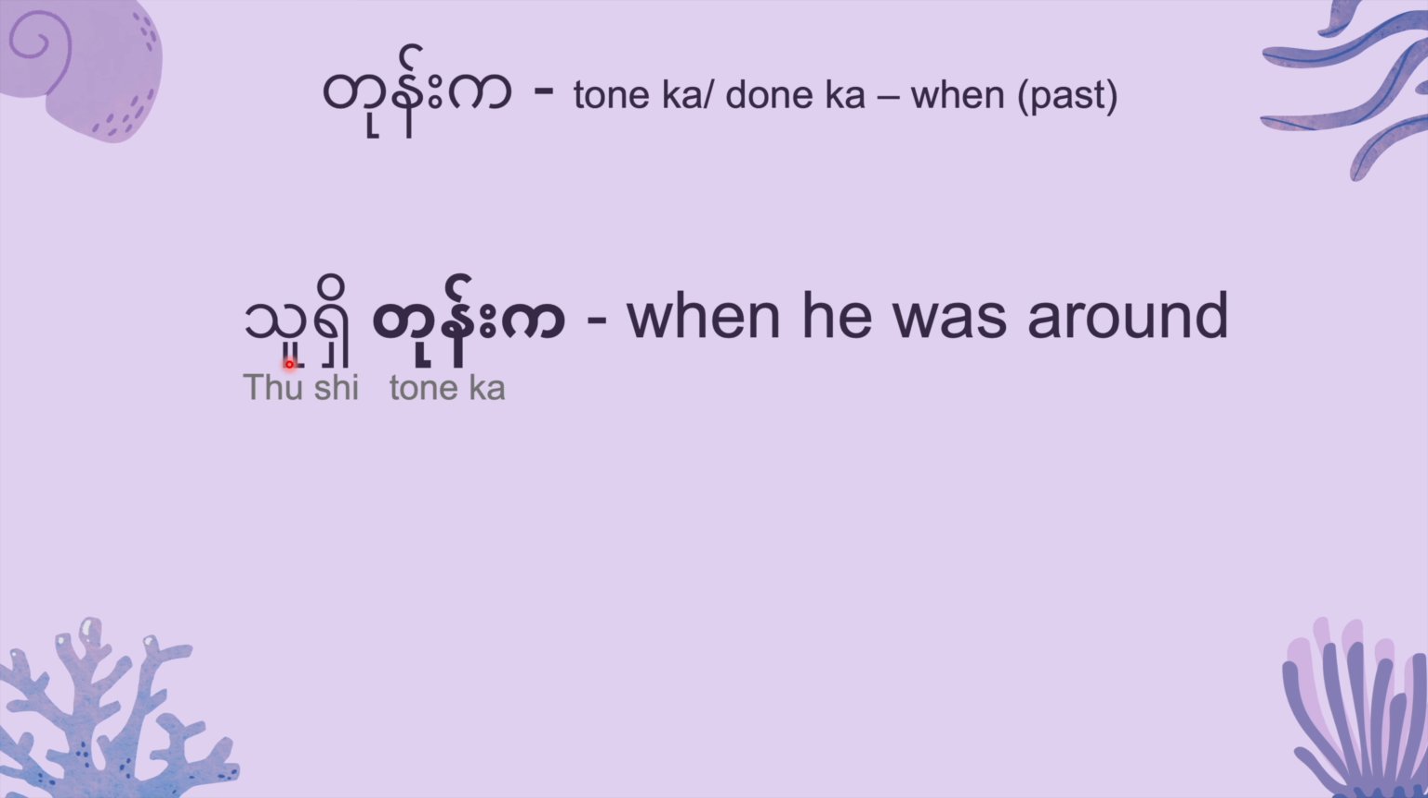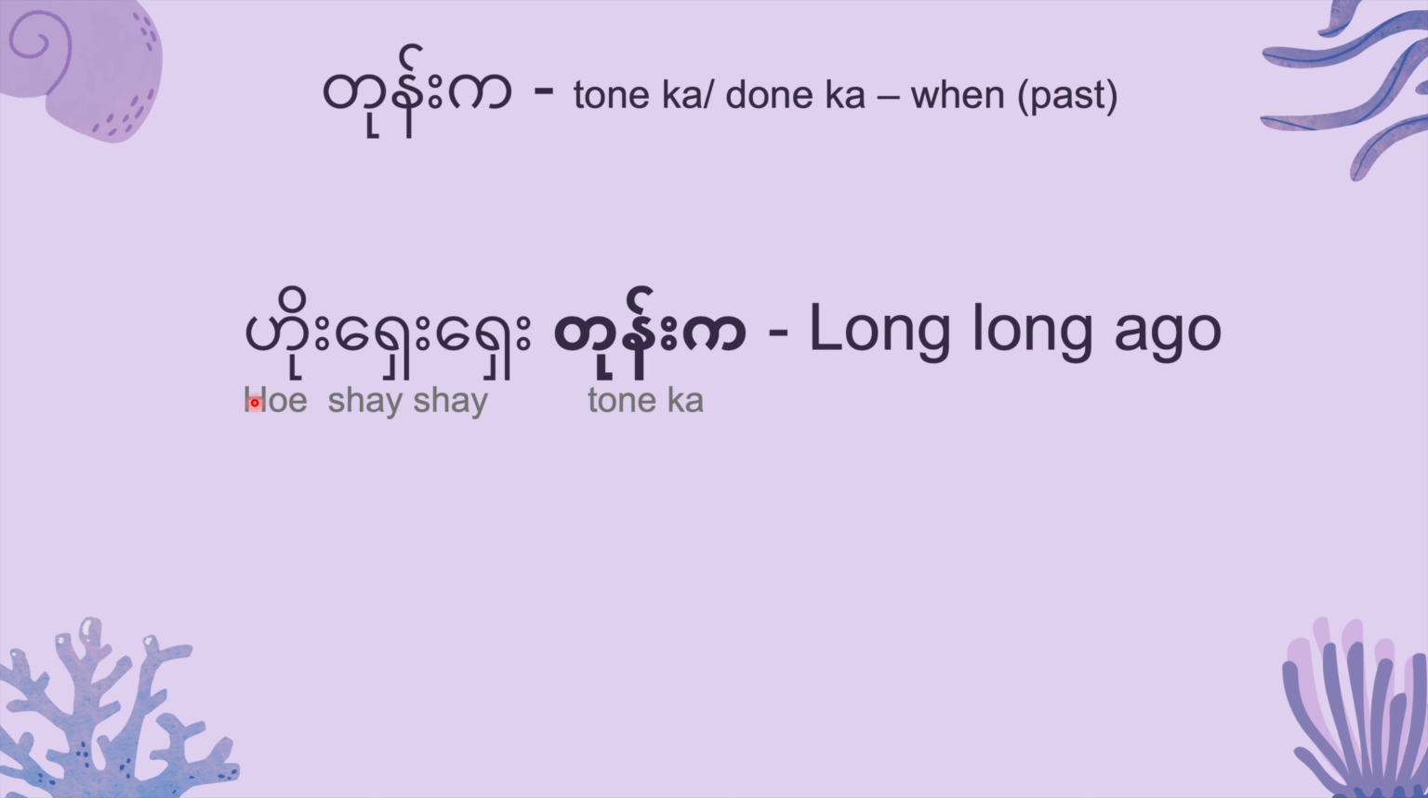Tu shi donga. Tu means he or she. Shi means to be present or to have. Here tu shi donga means when he was around or when he was present. And there is this expression ho shi donga, which means long ago.